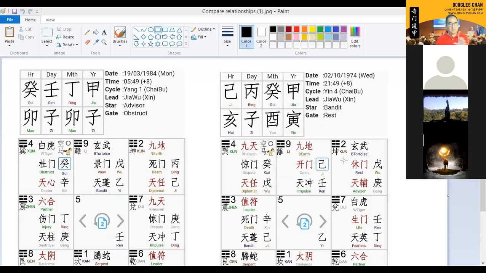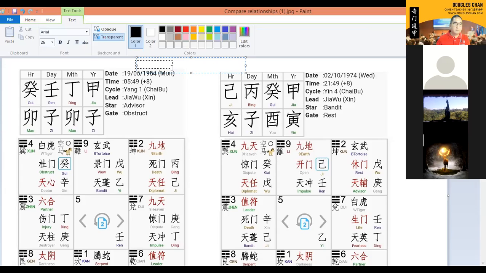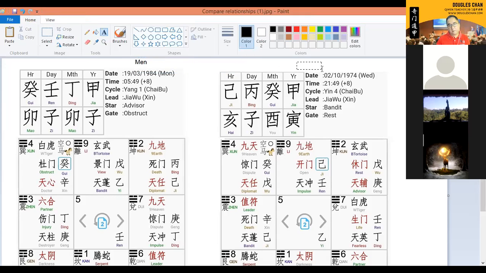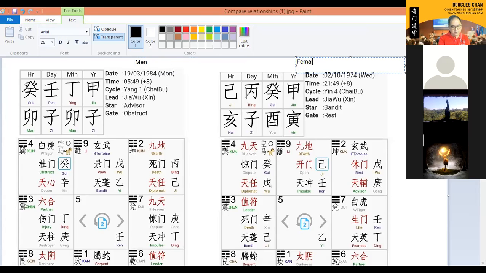We're going to compare these two charts of these two persons to see whether they are compatible or not. Okay, let's do some assumptions first. This is a man. This is a female. Which is who we're talking about.